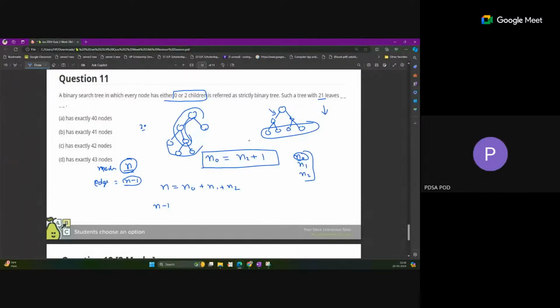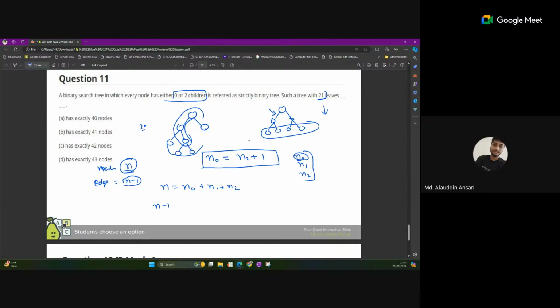21 edges. No, don't look at these values here. I'm just proving the equation. We are looking at the nodes which have 0 children, so any edge will be connected to them.